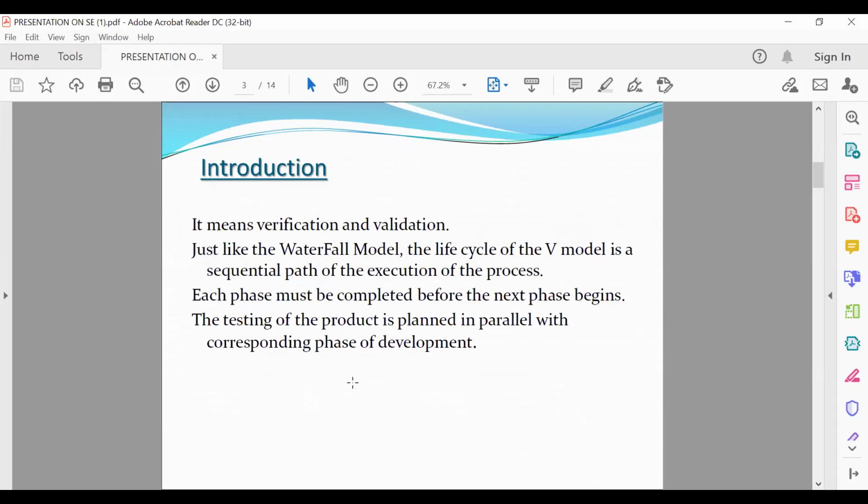The testing of the product is planned in parallel with the corresponding phase of development. In the waterfall model, we can only test the product after the completion of the whole task. But in the case of the V model, parallel testing is done in every step.